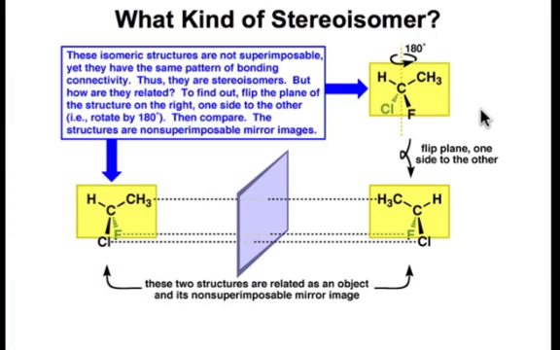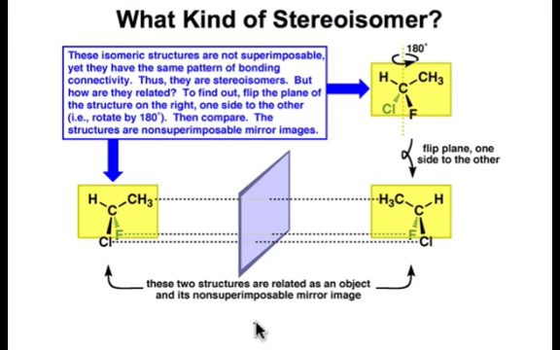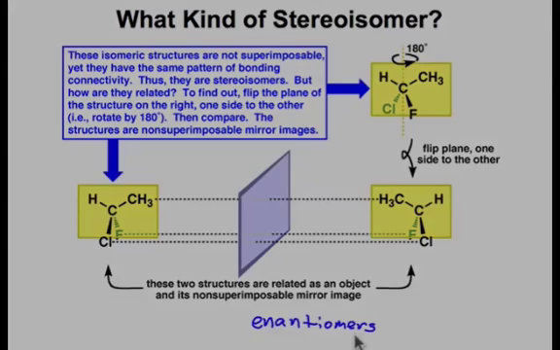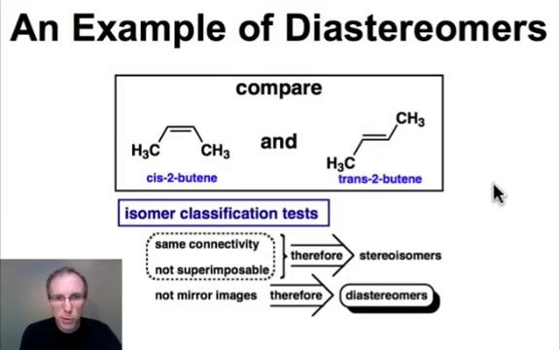So in the example that we just saw, we were able to do a rotation of one of the stereoisomers to bring it into a position where we could see that it was related as a mirror image to the first stereoisomer. Two stereoisomers that are related as mirror images are what are known as enantiomers. A pair of stereoisomers that aren't related as enantiomers must be diastereomers.